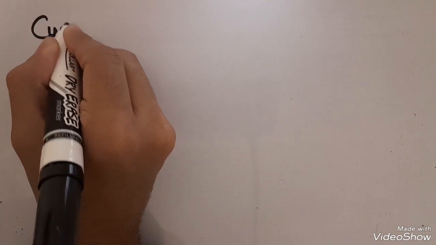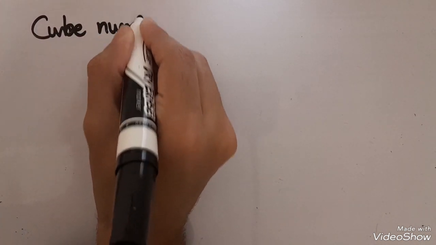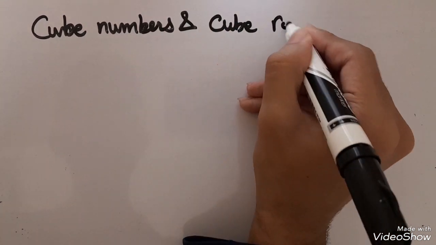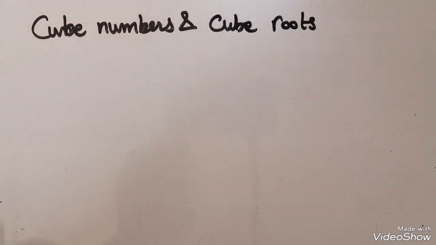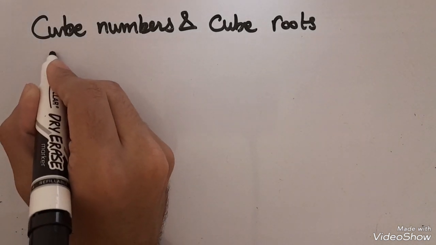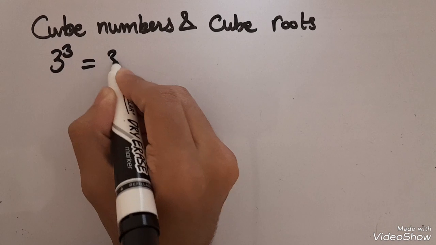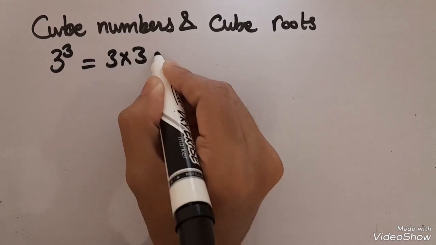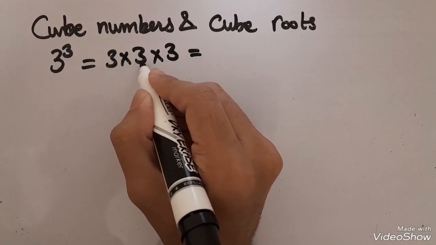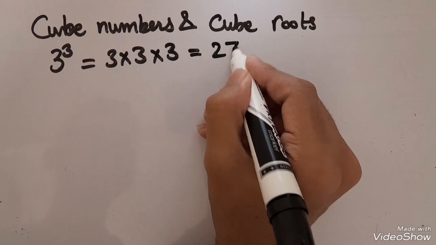The second type of powers and roots are cube numbers and cube roots. So what exactly are cube numbers and cube roots? A number is cubed when it is multiplied by itself and then multiplied by itself again. For example, the cube of 3 is 3 multiplied by 3, multiplied by 3. So 3 times 3 is 9, then 9 multiplied by 3 is 27.